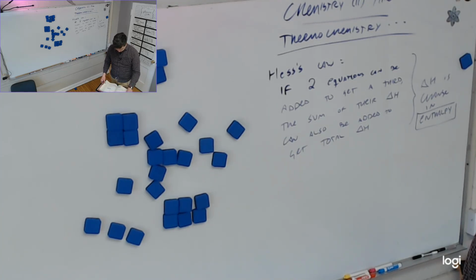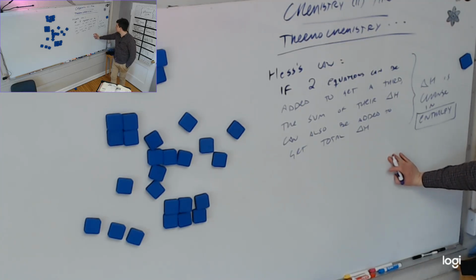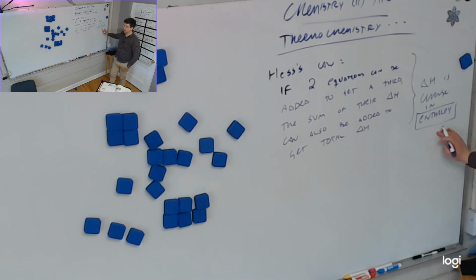The book's definition of enthalpy is the heat content of a system at a constant pressure. So it's not the same as Q, which is the heat energy. It is measured in joules, or usually kilojoules actually, but it's not the same as heat energy because enthalpy is, for one thing, at a constant pressure.